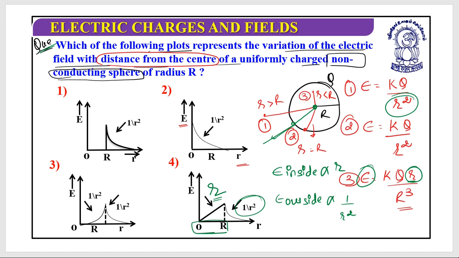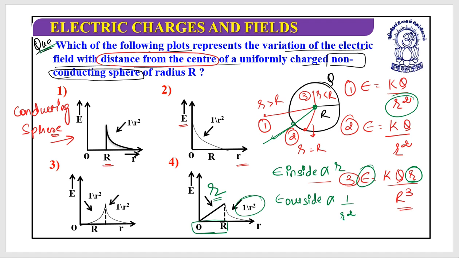Now if I want to ask one more thing, which of these graphs is correct if all things are the same, but I replace the non-conducting sphere by a conducting sphere? If the question had asked for the conducting sphere, which would be the correct answer? For the conducting sphere, the electric field inside would be 0, so the first option would be the correct answer. It is 1 by r square.